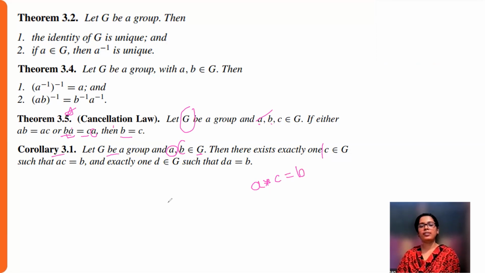In a similar manner, we will get an element D such that if we take the left operation with the element A, it will give us B, okay? It doesn't necessarily mean that these two elements have to be equal, okay? Now let's move to the next page.